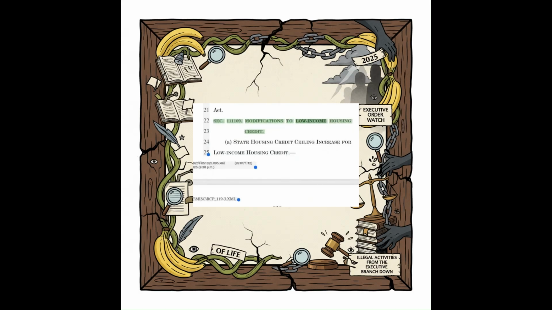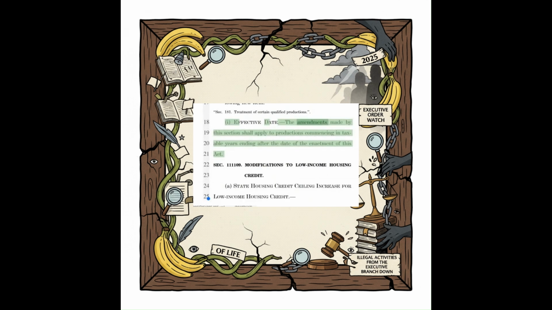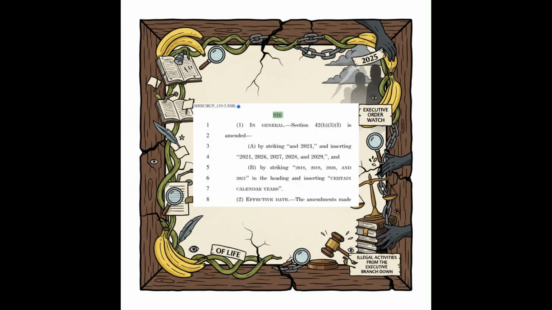Sec. 111,109. Modifications to low-income housing credit. Effective date. The amendments made by this section shall apply to productions commencing in taxable years after the date of the enactment of this Act.